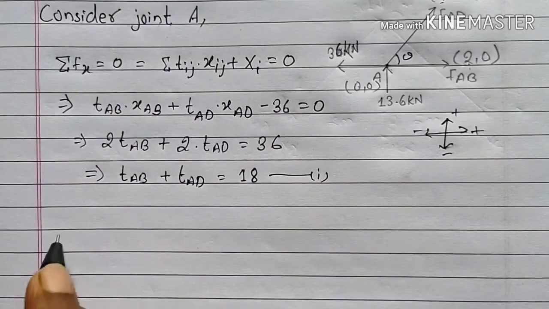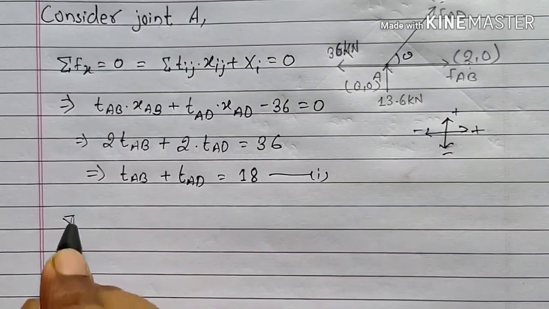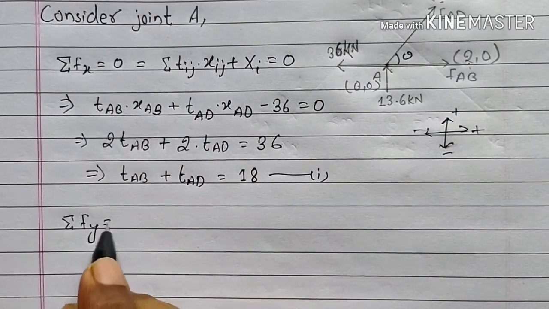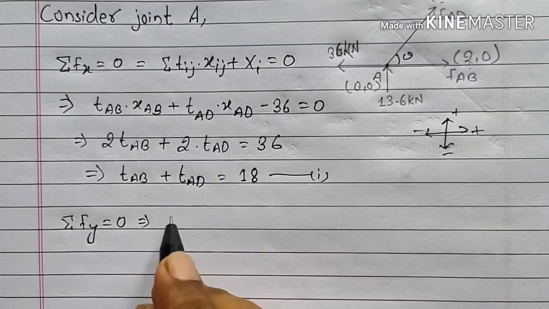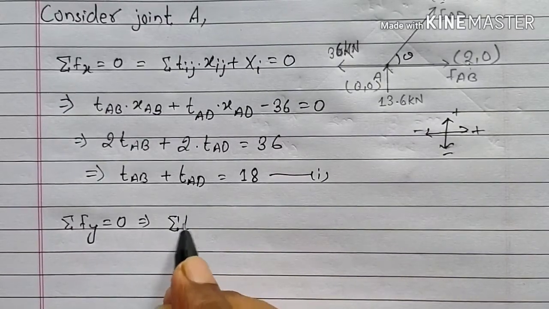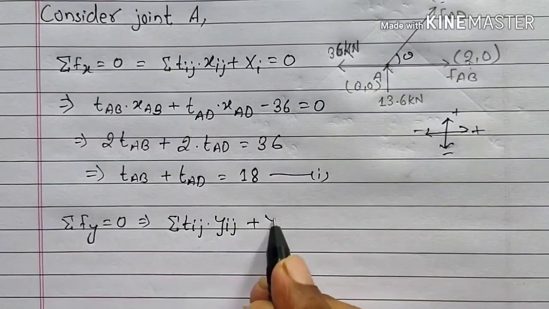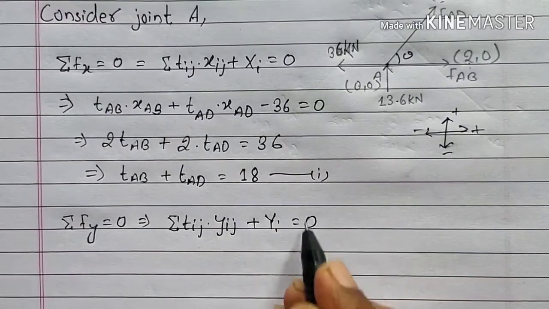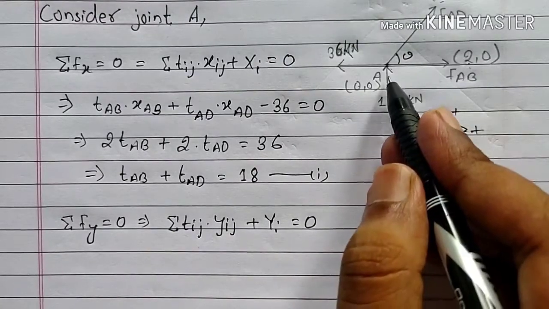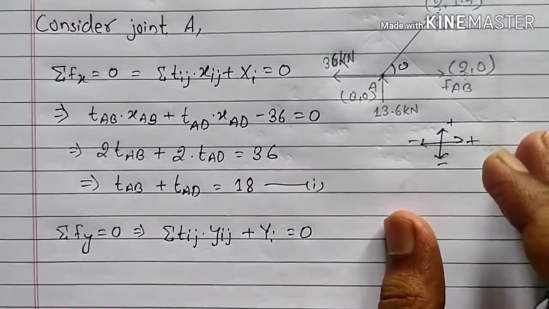Now let's apply the second condition of static equilibrium, that is summation Fy equals 0, and here again it will be equal to Tij into Yij plus Yi equals 0. And for force in y direction we will consider FAD.